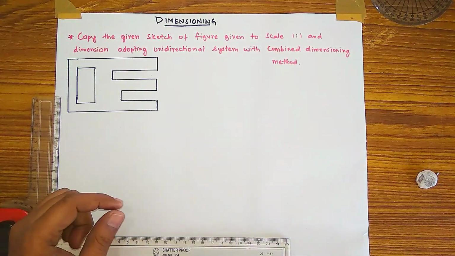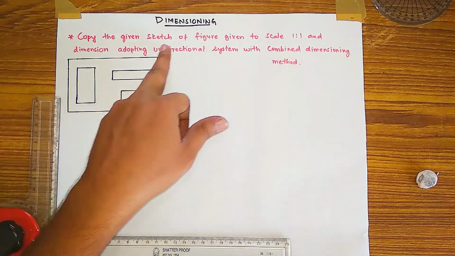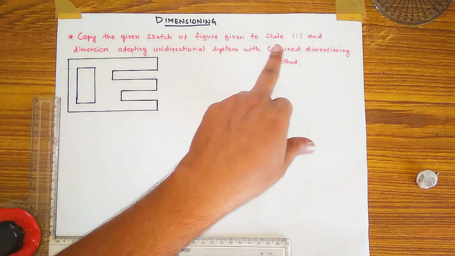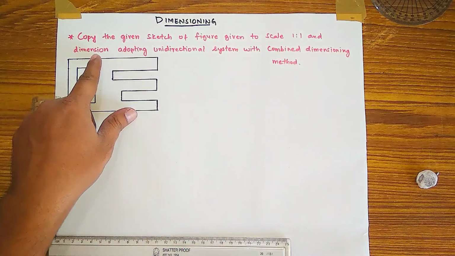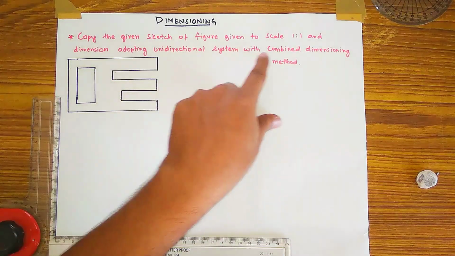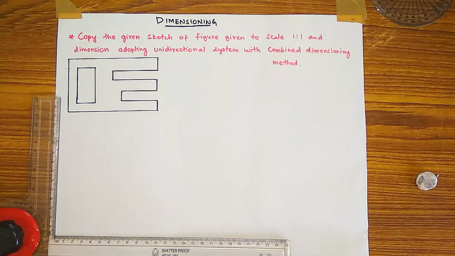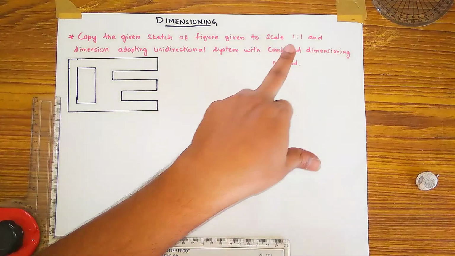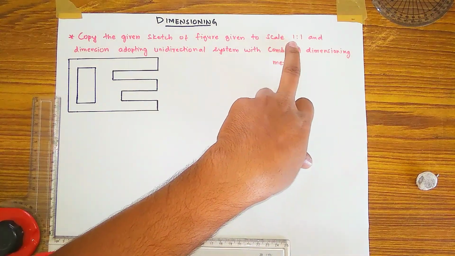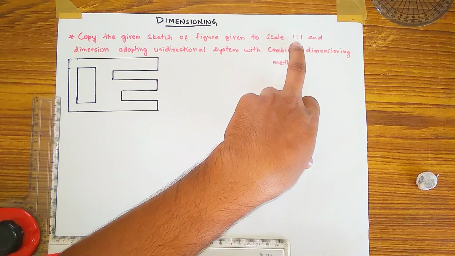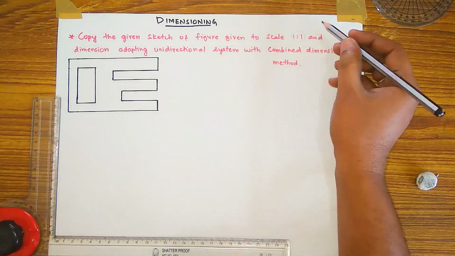So now I am starting my problem. Copy the given sketch of figure given to scale 1:1 and dimension adopting unidirectional system with combined dimensioning method. Before starting this question, first you have to see the scale. What scale he has given in the question. That scale is 1:1. 1:1 means full scale.